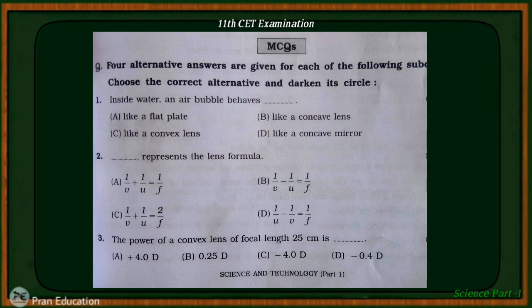Third, the power of a convex lens of focal length 25 cm is. Options: A plus 4.0 D, B 0.25 D, C minus 4.0 D, D minus 0.4 D. The correct option is option A, plus 4.0 D.